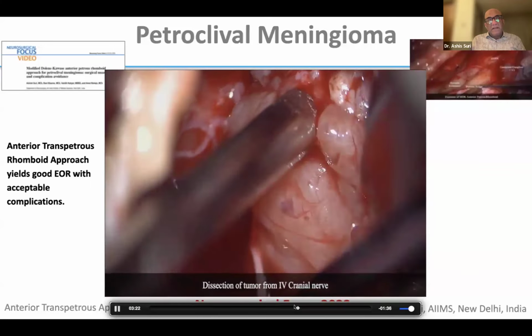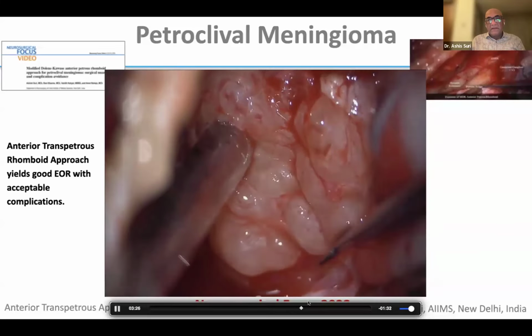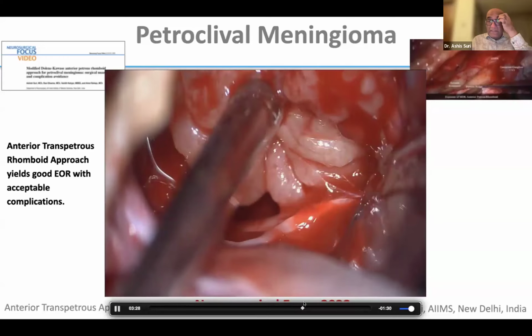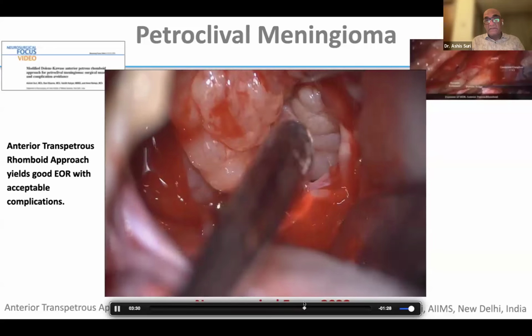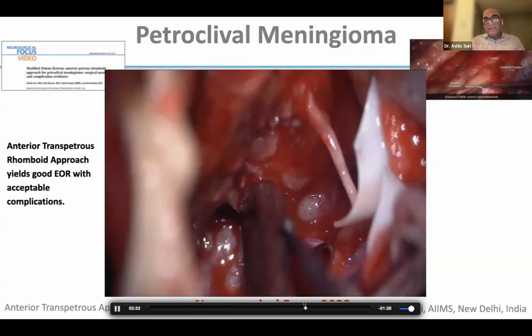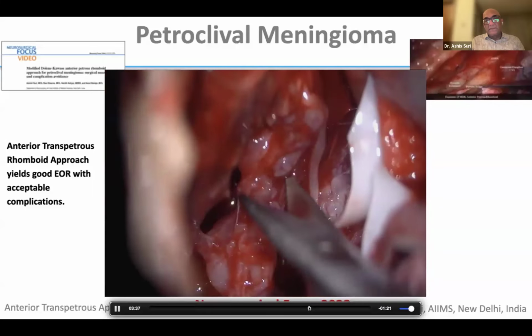The problem starts after the approach in petroclival meningioma. Approach is one part. I always say that only half the surgery is done till the tumor is exposed. Then the next half of surgery is there. You always need 2 or 3 hands, 2 or 3 instruments. I love doing it between 2 microforceps.